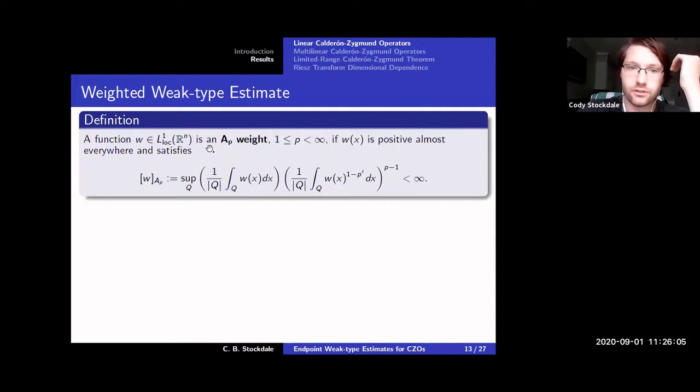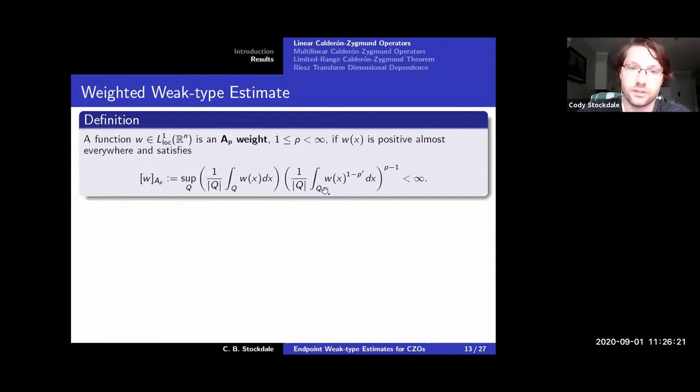And a natural class of weights that we look at in harmonic analysis are these Muckenhoupt Ap classes. So if you have an exponent p that's between 1 and infinity, 1 inclusive, and w is positive almost everywhere.